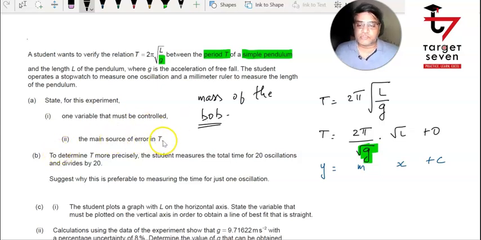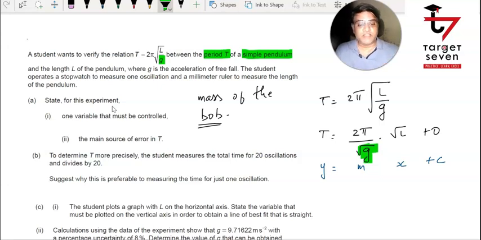And the main source of error in T here is obviously, it says that the student operates a stopwatch to measure one oscillation and a millimeter ruler to measure the length of the pendulum. Isn't it quite obvious, when a student is trying to determine the time taken for one single oscillation, there is going to be a huge error in terms of the reaction time.